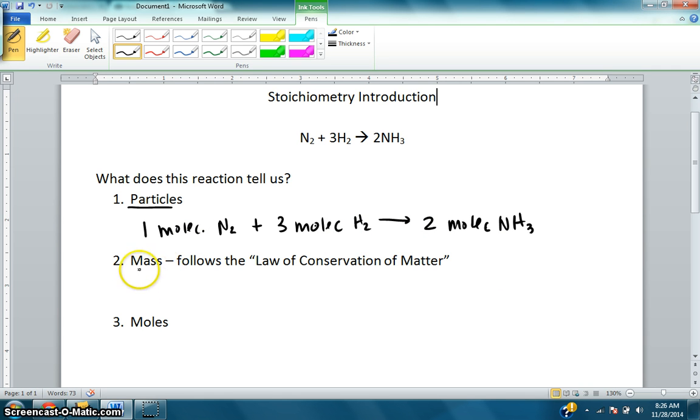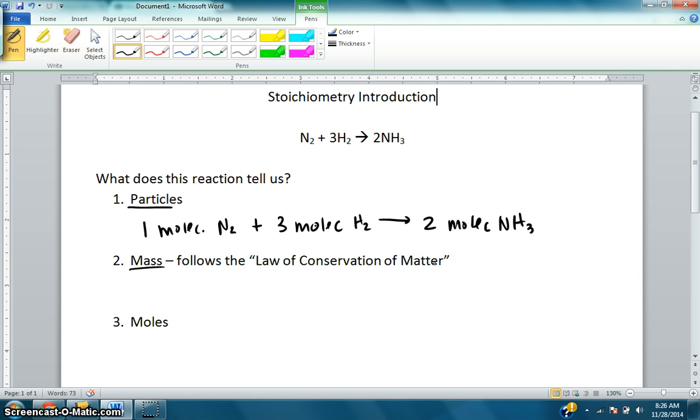The second way we can think of our reaction is in terms of mass, because all chemical reactions follow the law of conservation of matter, and that's why we balance them. In order for our reaction to be perfect, we have to have the same number and types of atoms on both sides of the reaction. That way we know that matter is conserved.